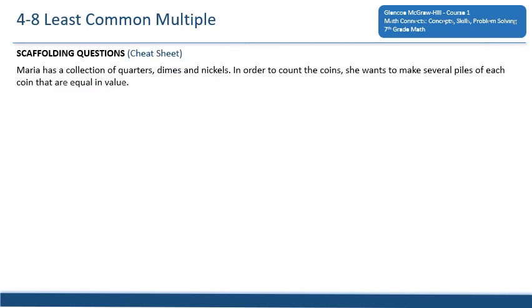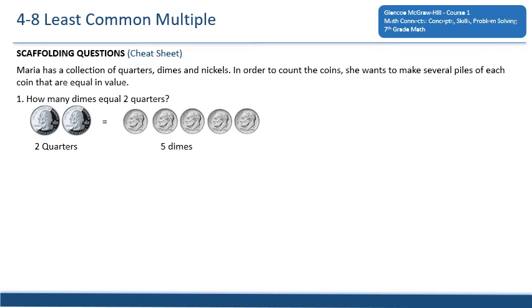Maria has a collection of quarters, dimes, and nickels. In order to count the coins, she wants to make several piles of each coin that are equal in value. How many dimes equals 2 quarters? There's 2 quarters, and it equals 5 dimes, right? 50 cents equals 50 cents.